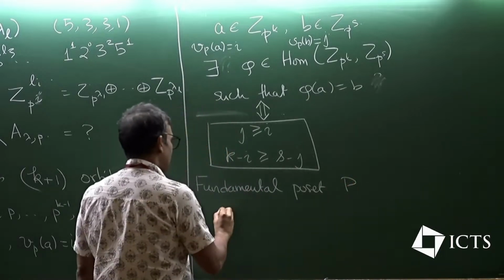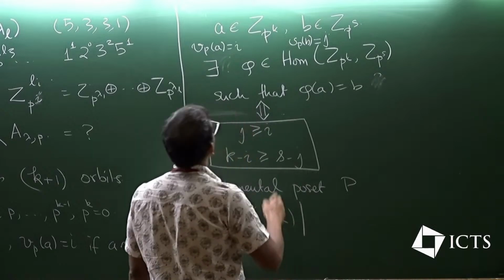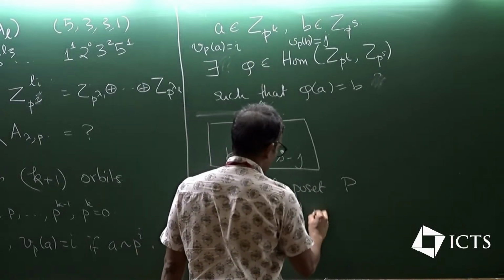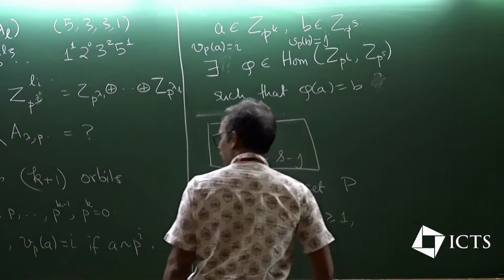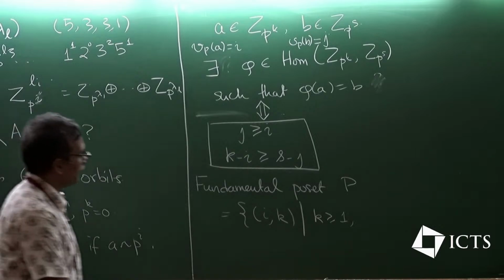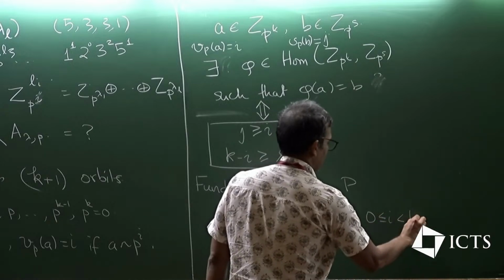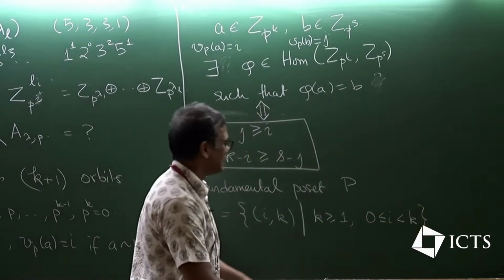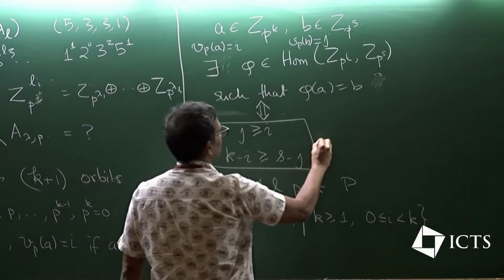P, and as a set, it's just the set of pairs (i, k). k is such that Z mod P to the k, so k can be anything greater than or equal to 1. And i is the valuation, so it can be anything between 0, P to the power 0, and k. But I will stop at k. That's the 0 element, so I'll leave it out. And we'll use this to define a partial order on P.